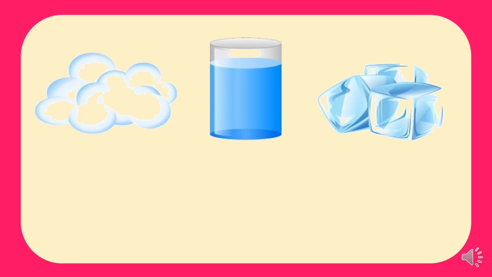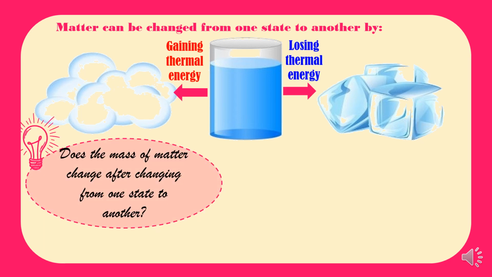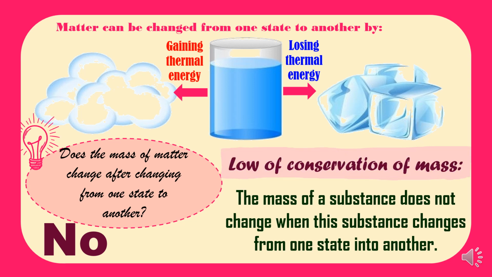So, we have said before that matter can be changed from one state to another by heating or cooling, or by increasing and decreasing temperature, or by gaining and losing thermal energy. So, does the mass of the matter change from changing it from one state to another? No, of course not, because of the law of conservation of mass. The law of conservation of mass says that the mass of the substance doesn't change when this substance changes from one state into another.